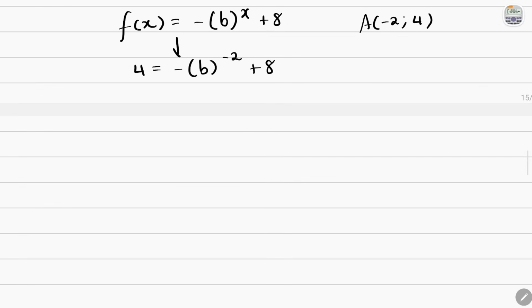Okay, so in this case, the coefficient of your base is negative. You might as well just transpose it. So now we have positive in front of it, and then b raised to the power of -2 is equal to, and we still have the 8 here, and when we take the 4 over, 8 minus 4 gives you 4.